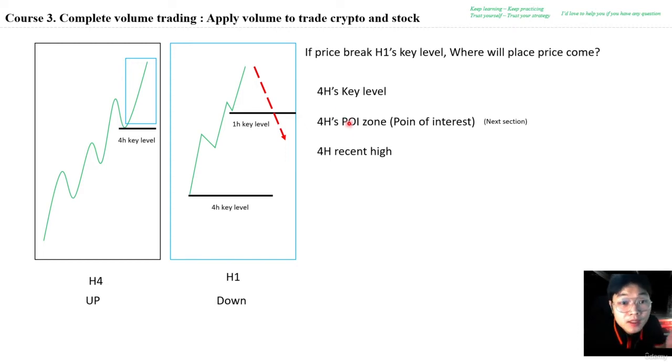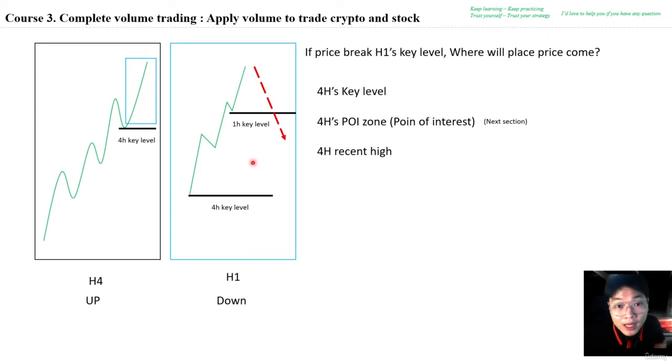Therefore, at this time, when supply breaks out of the key level of the market, where will price end, and where should we enter? At this time, if price can break the 1 hour key levels, it means that price can come into the 4 hour key levels, because here is a buying zone in the small time frame, and here is a key level in the bigger time frame. Therefore, the first play price can come to is a key level of the higher time frame.